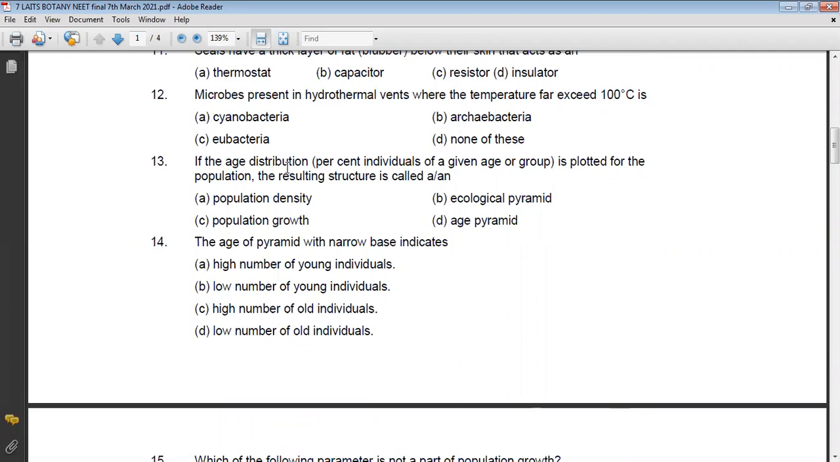If the age distribution, that means percent individuals of a given age or group, is plotted for the population, the resulting structure is called age distribution. Pre-reproductive group, reproductive group, post-reproductive group. When we place them, we get an age pyramid. Isn't it? We get an age pyramid.